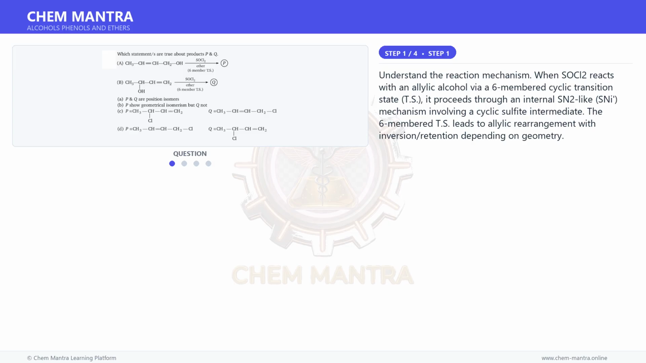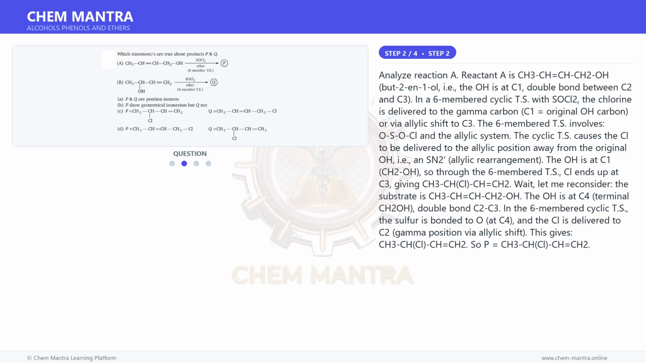Understand the reaction mechanism. When SOCl2 reacts with an allylic alcohol via a 6-membered cyclic transition state, TS, it proceeds through an internal SN2-like SNi mechanism involving a cyclic sulfite intermediate. The 6-membered TS leads to allylic rearrangement with inversion or retention depending on geometry. Moving on to the next step.